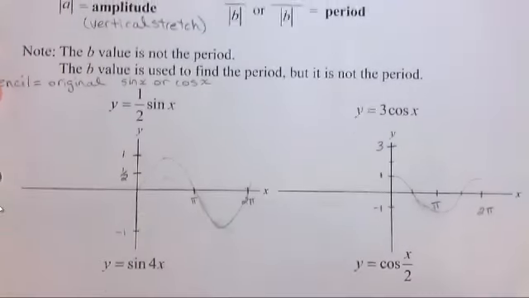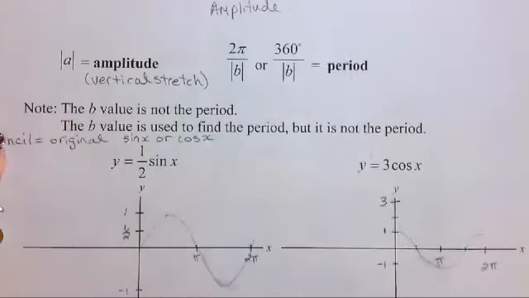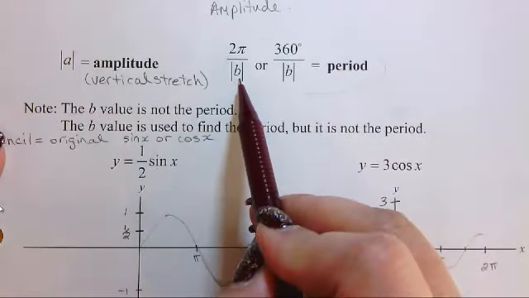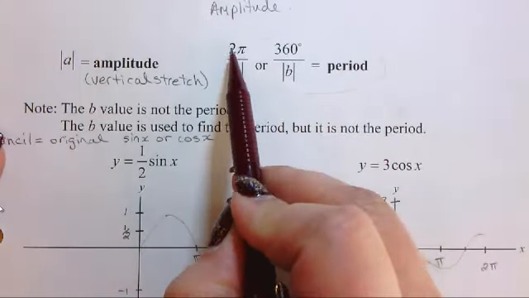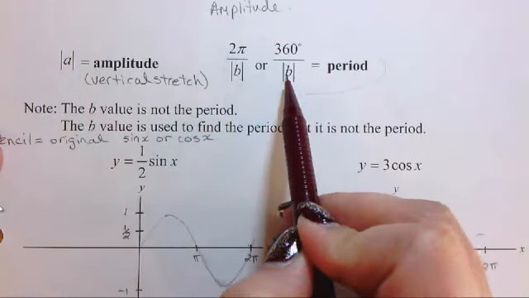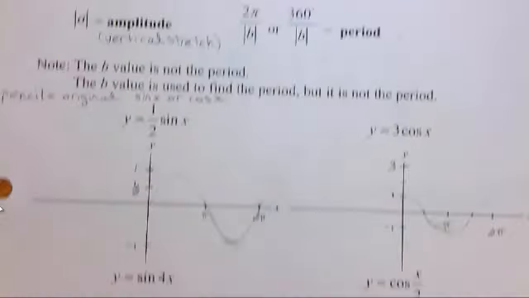Here is how you actually figure out what the period is. Whatever your B value is, you always take 2 pi and divide it by your B, or 360 degrees and divide it by your B. So let's jump into some examples.